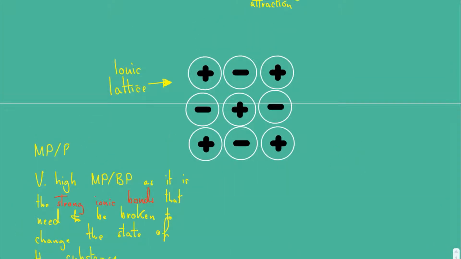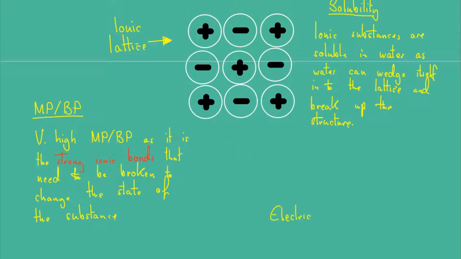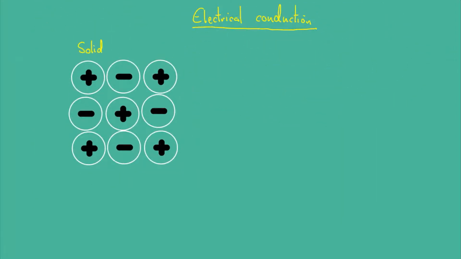So many ionic lattices tend to be soluble in water. This is because the water molecules are able to separate the ions and as a result lead to the dissolving of that substance. Ionic compounds can conduct electricity, but only when they're molten, as that's the only time when the ions are not tightly attracted and bound to one another and they're free to move.